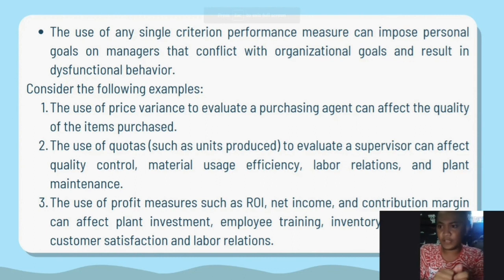Consider the following examples. Number one, the use of price variance to evaluate a purchasing agent can affect the quality of the item purchased. Number two, the use of quotas such as units produced to evaluate a supervisor can affect quality control, material usage efficiency, labor relations, and plant maintenance. Number three, the use of profit measures such as ROI, net income, and contribution margin can affect plant investment, employee training, inventory reserve levels, customer satisfaction, and labor relations.